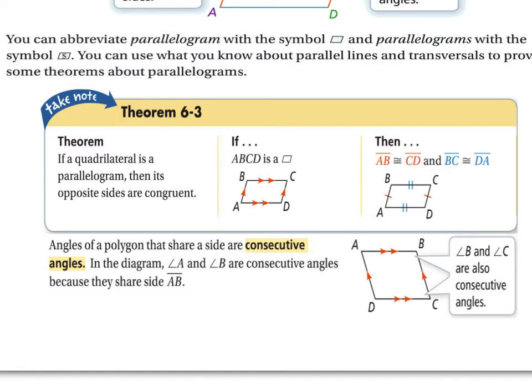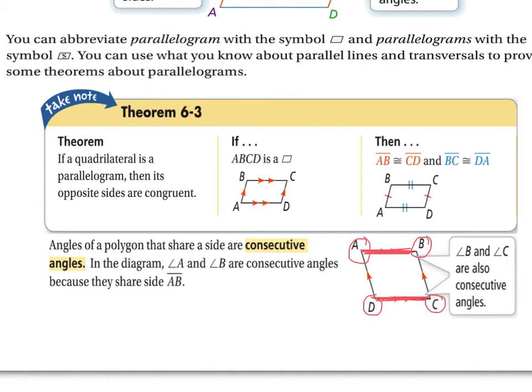As you go through all these theorems, you're going to want to study these because these are very important to what you're going to look at on homework. The other thing that we talk about with parallelograms, in this case it says here, is that angles of a polygon that share a side are consecutive angles. In this case, A and B are consecutive angles because they share side AB. Here's angle A, here's angle B. They are consecutive angles because they share this side right here. Just like D and C are consecutive angles and they share side DC.